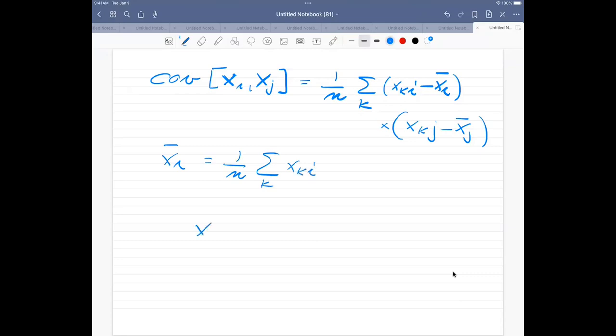So just to remind you that the vector x of i is just given by x0i, x1i, and then all the way down to xn minus 1 of i. Okay?